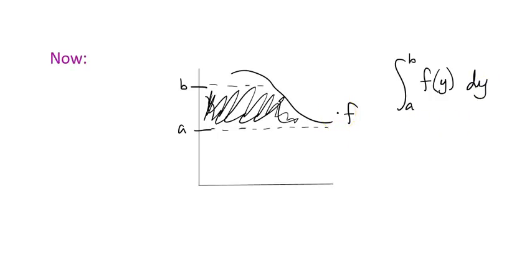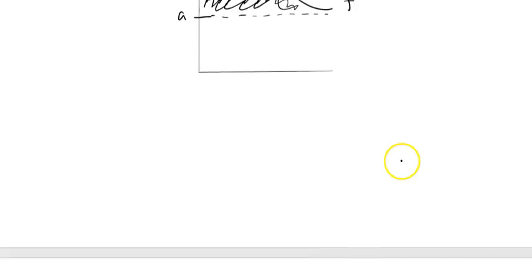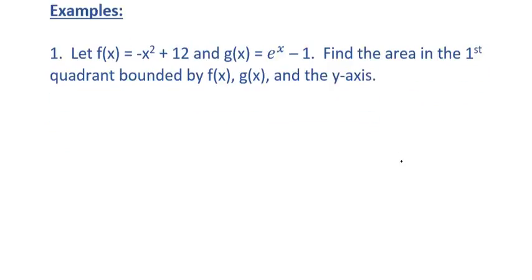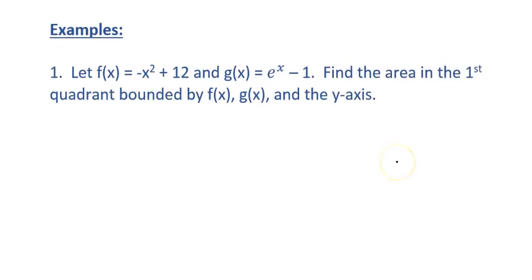We're going to use this concept a little more when we talk about volume in our next unit, but for right now, just getting the area with this, that's the idea. Okay, so let's start with an example. We want the area bounded by f of x and g of x in the first quadrant that is also bounded by the y-axis.